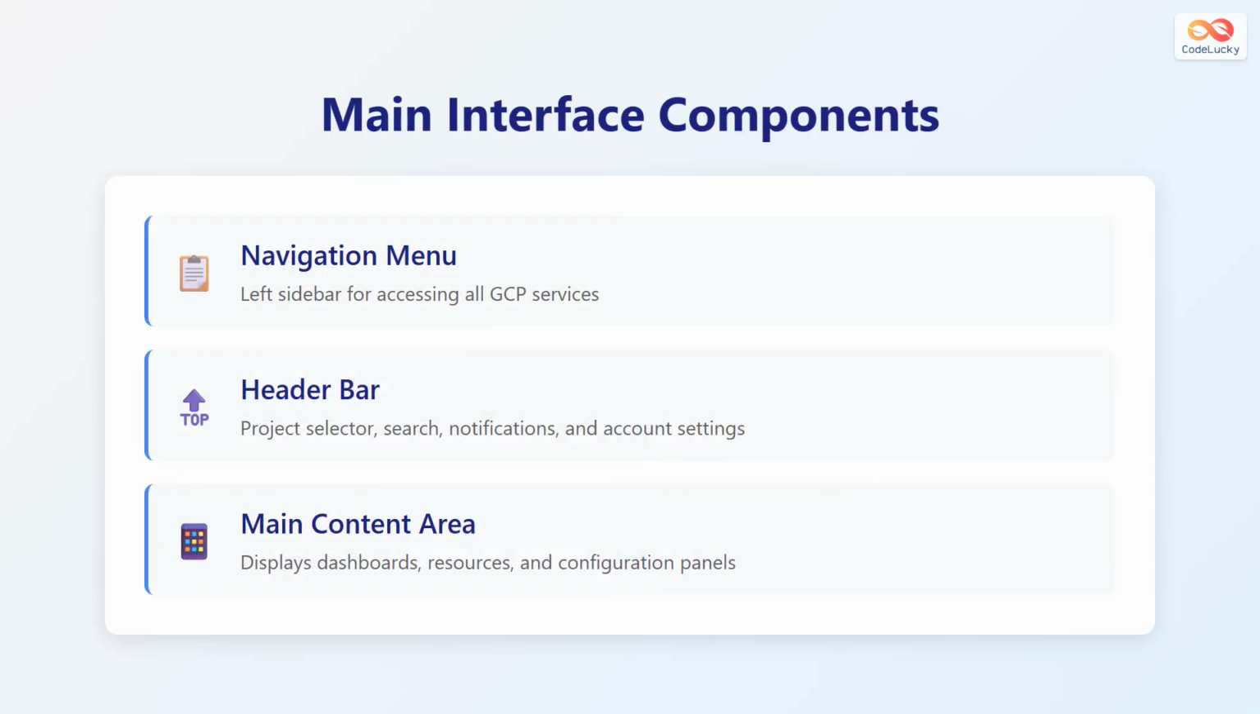The GCP Console interface consists of three main components. First is the navigation menu, which is located in the left sidebar. This menu provides access to all GCP services organized in a clear, structured manner. Second is the header bar at the top of the screen, which contains the project selector, search functionality, notifications, and account settings. Third is the main content area, which is the central part of the screen that displays dashboards, resources, and configuration panels for whatever service or feature you're currently working with.